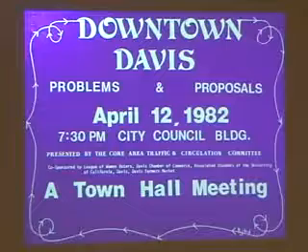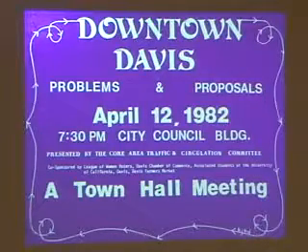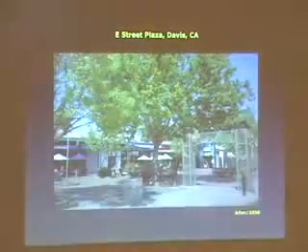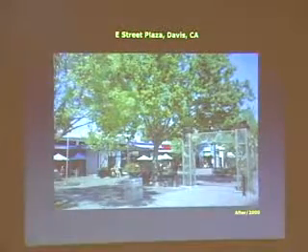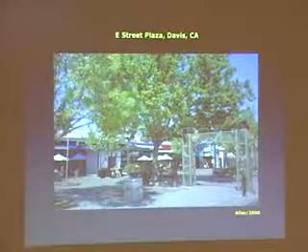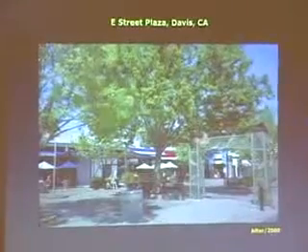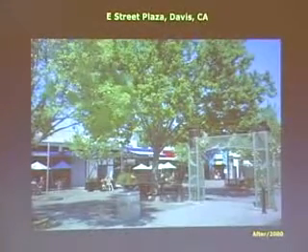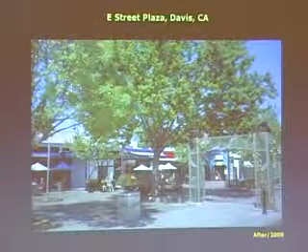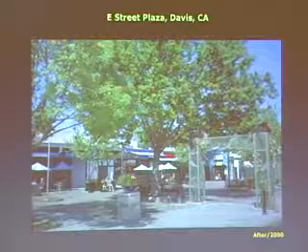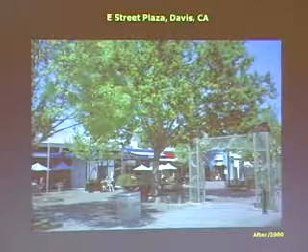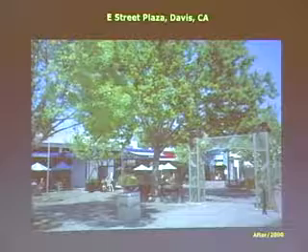So after many tried and failed attempts to build this thing, and Skip, help me here. When was construction completed on the East Street Plaza? Okay, so we're 20 years. So it took 20 years to not get 35 parking spaces, but to get half of those away and to get this thing built. And you can go down and see it and evaluate it.